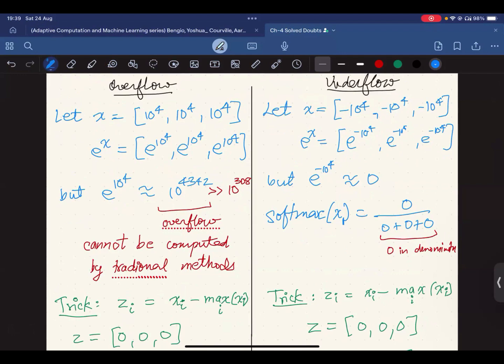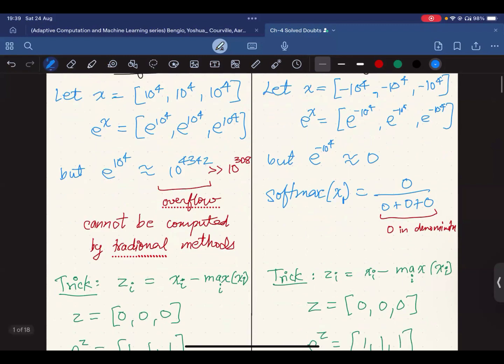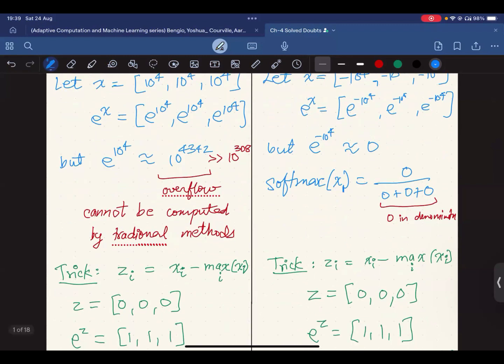Similarly, when x is very negative, e to the power x is roughly 0. So the denominator of the softmax function will be roughly equal to 0, as you can see on the right.